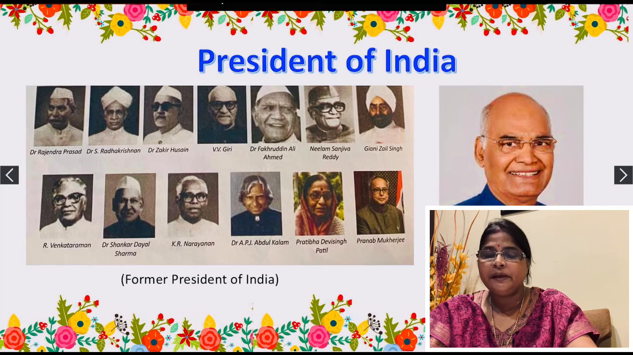Military power. The President is the Supreme Commander of the Defense Forces. All important treaties are made in the name of the President.